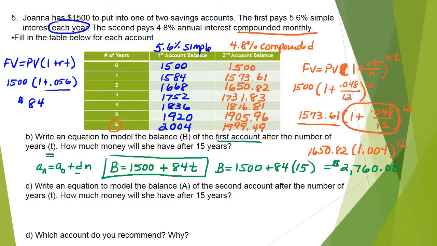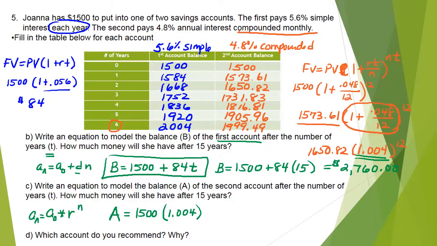Now for the second account, and we're using the letter A here, we want to do the same thing, write a general equation. Remember I said that this is your exponential account, so this is A sub 0 times your rate raised to the nth power, or your time. So in this case it would be A equals, my initial amount is still 1,500.